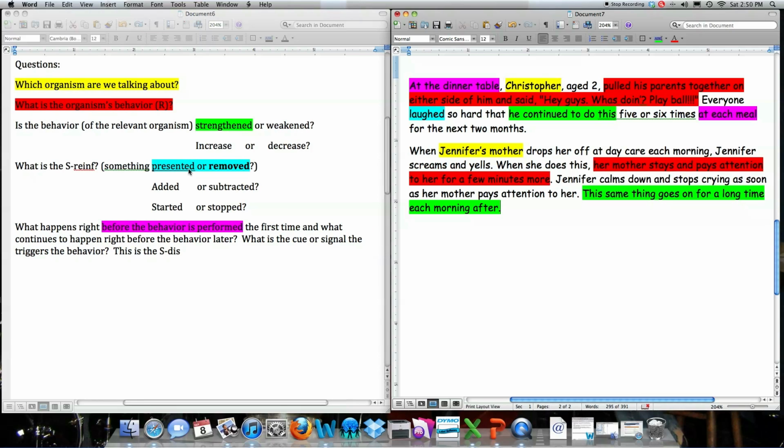Now, right after this behavior, right after the red, is something presented, added, or started? Or is something removed, subtracted, or stopped? What happens right after the red behavior? Well, Jennifer calms down and stops crying. There's our key right there.